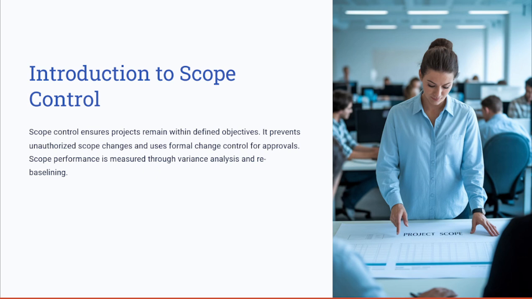To summarize scope control, it ensures the project remains within the defined objectives, and it prevents unauthorized scope changes, known as scope creep, and it uses the formal change control for the approvals. The performance is measured through variance analysis and baselining.